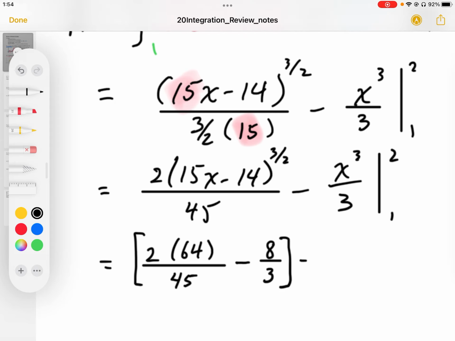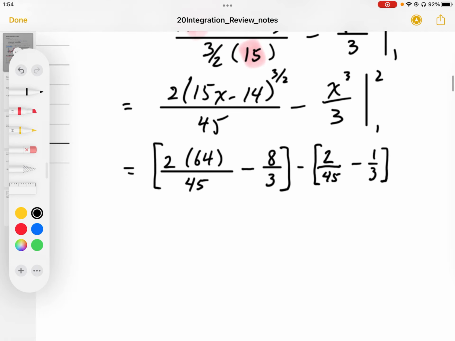So when I plug in 1 into the lower bound, I get 15 minus 14, which is 1. 1 to any power is 1, so I end up with 2 over 45 minus 1/3. And again, make sure you use your brackets appropriately because that really ends up being plus 1/3. So grouping some of this together, I end up with 128 over 45.